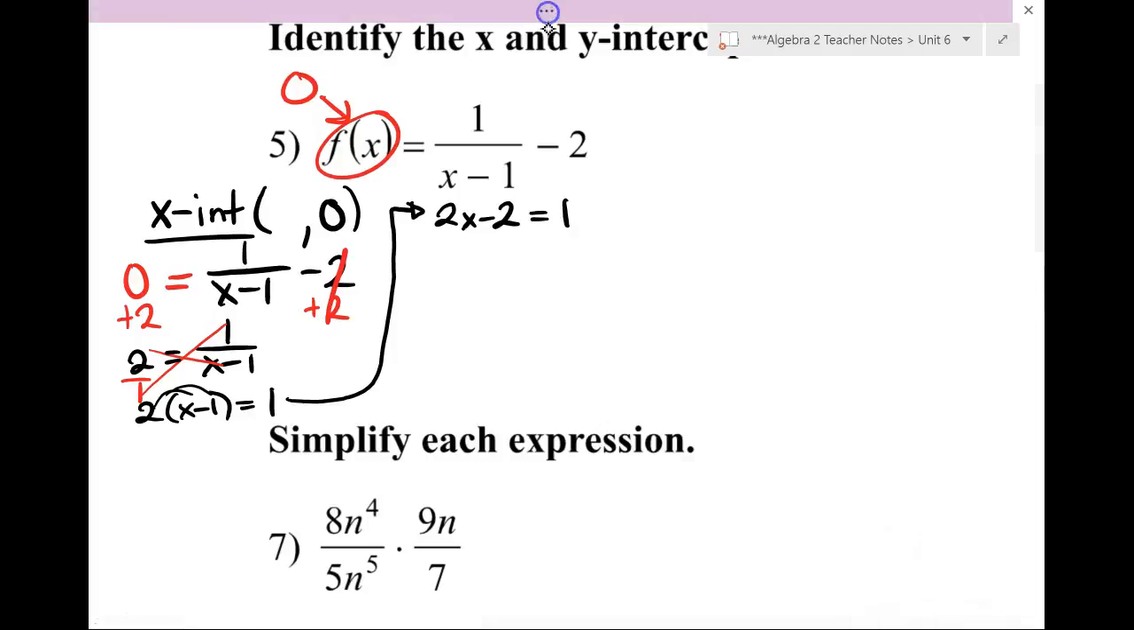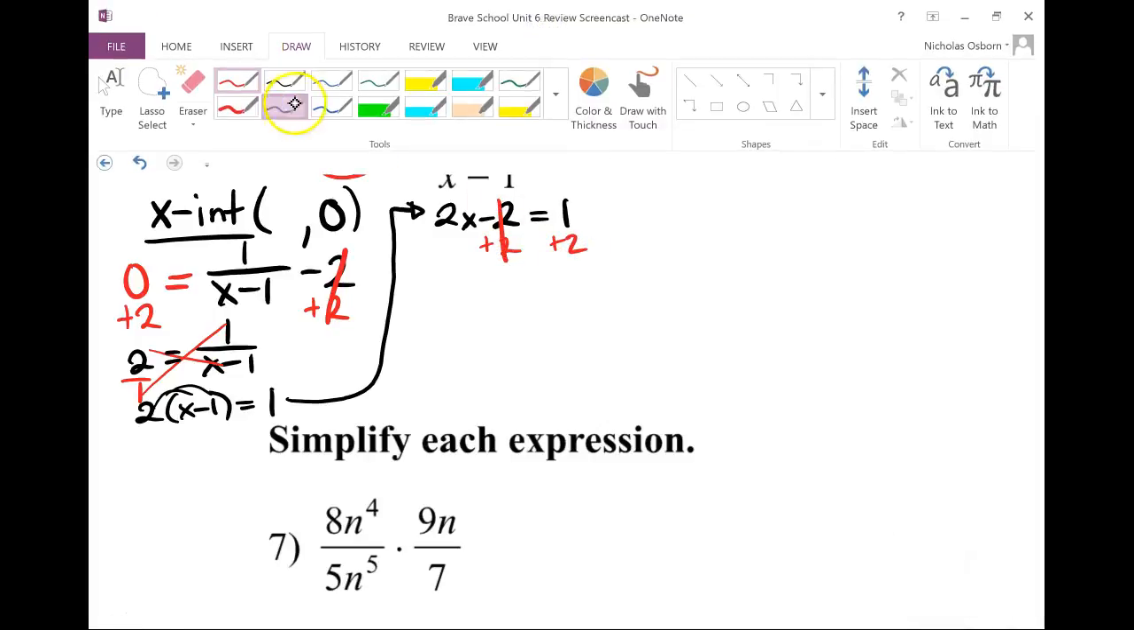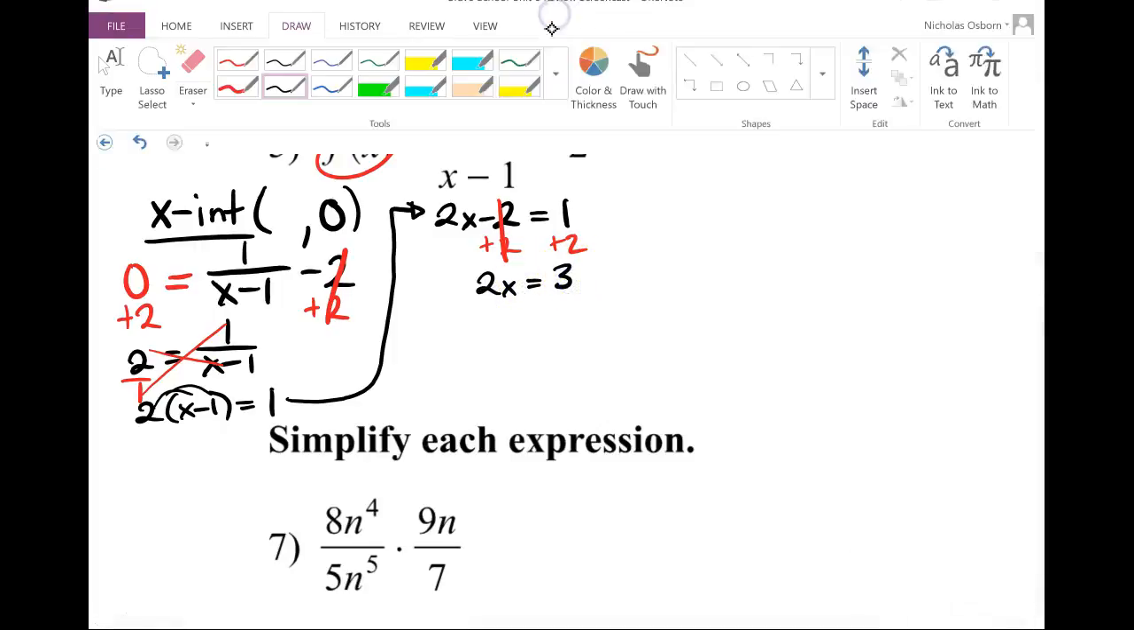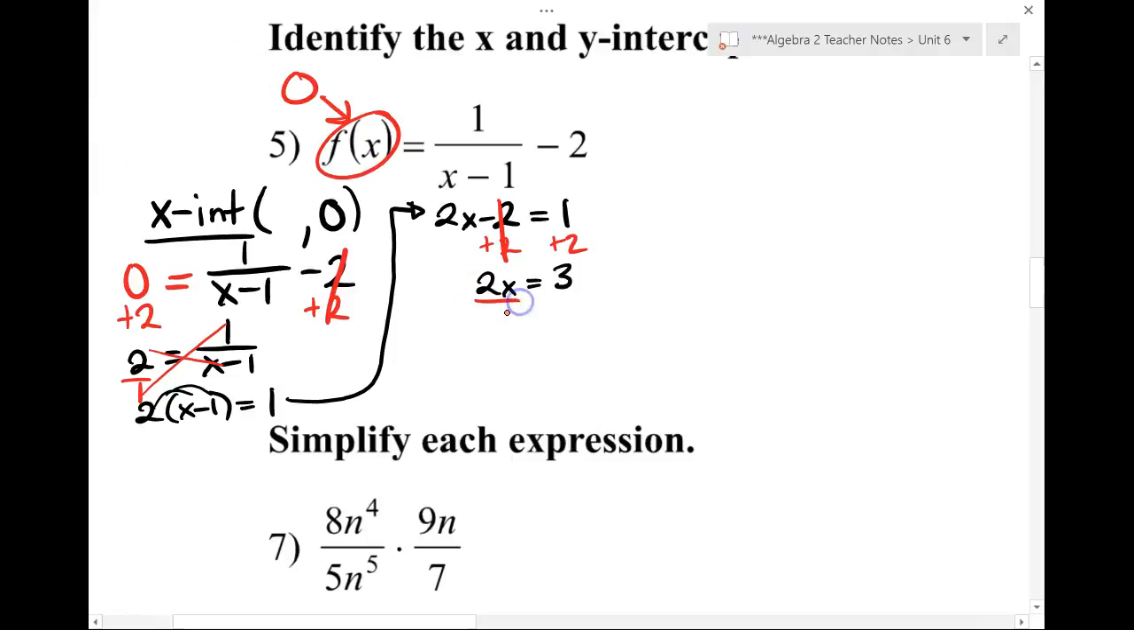And then do your last steps here. Isolate x again, so now we have to add 2 to both sides. Get rid of this 2 from the left. So now we have 2x equals 1 plus 2, which is 3. And then our last step here is to divide by the number next to x, which is 2. That cancels out this 2, and then we're left with x equals 3 over 2.